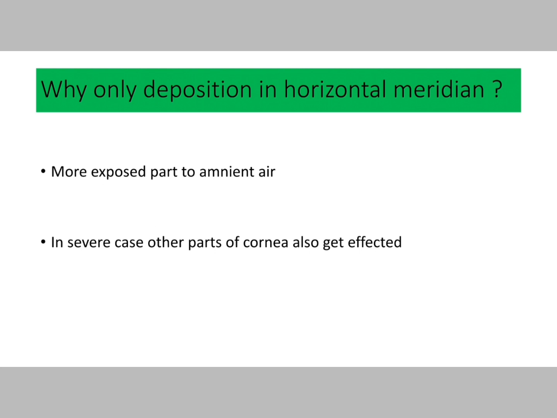Here, the calcium deposits are most often seen in the palpebral fissure, as it is quite more exposed to ambient air. But in severe cases, the superior and inferior portions of the cornea can get affected, but normally or mostly band-shaped keratopathy is seen in the horizontal palpebral fissure area.